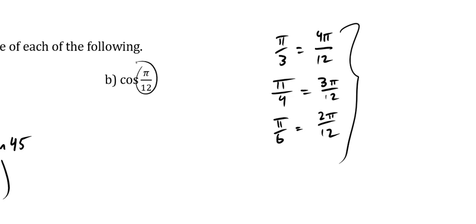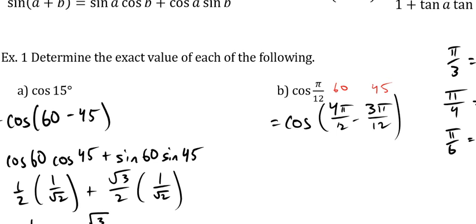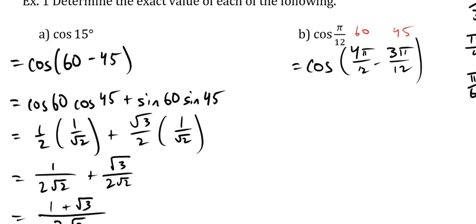John? 4 pi by 12 minus 3 pi by 12. Thank you. What is 4 pi by 12 or pi by 3? So this was 60. What is 3 pi by 12 or pi by 4? 45. Oh my gosh, this is the same question. What is pi by 12? It's 15. Anybody notice it's the same question?